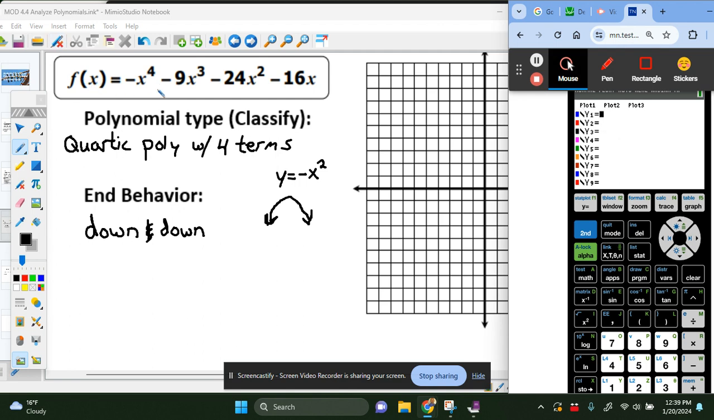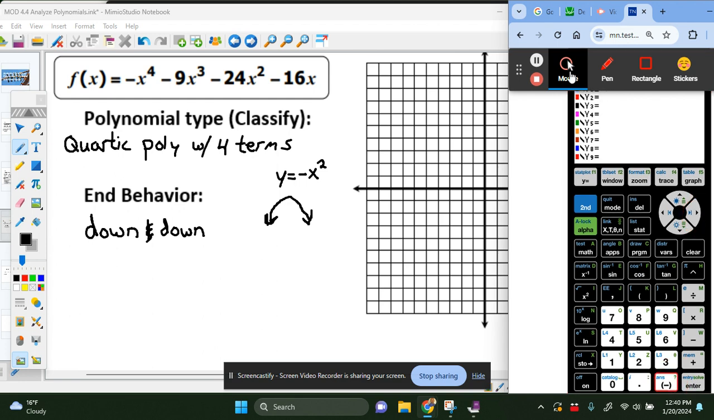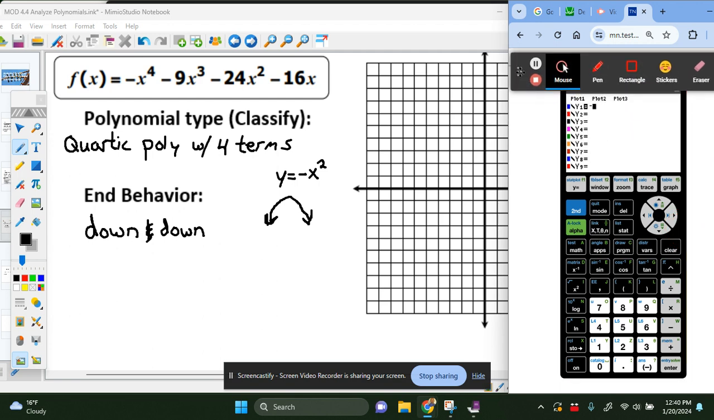So I'm just going to plug in this function, f of x equals negative x to the fourth. So the negative down here, negative. Oh, I can't quite see that. Maybe I'll have to zoom out just a little bit. Didn't want to. Wanted to have this as big as possible. Okay, negative x, here's my X button there, raised to the fourth power.